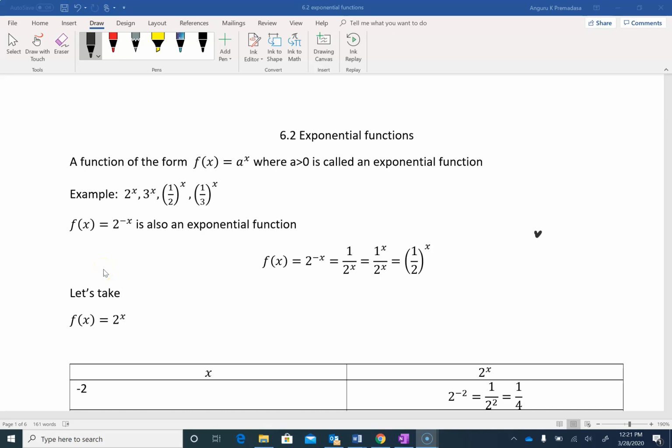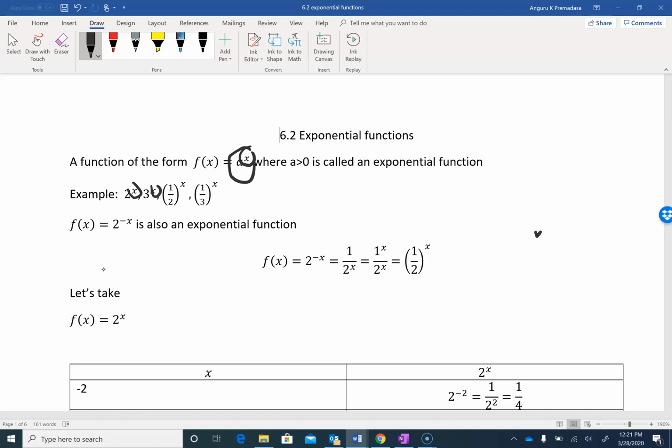So this is my video on 6.2, which is exponential functions. A function of the type a to the x is called an exponential function. The thing about an exponential function is that the variable actually appears in the exponent. So for example, 2 to the x, the variable for the first time has gone up to the exponent, 3 to the x, and even 1/2 to the power x or 1/3 to the power x.